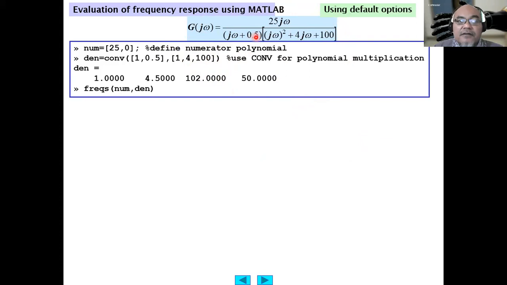So first of all, this is not the standard form, but we can immediately put it into the MATLAB software. The numerator for the first order has coefficient 25, while for the 0 order it does not have any coefficient. So that's why you have to put 0, 25, 0.